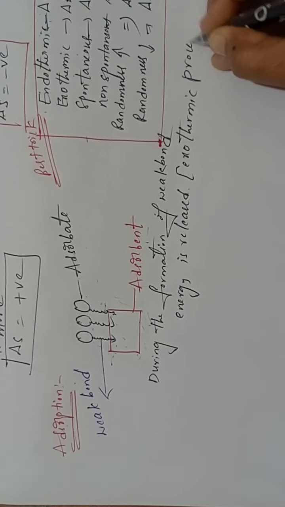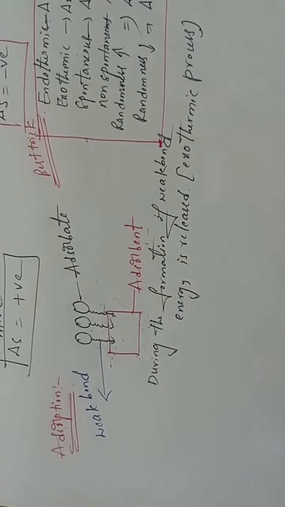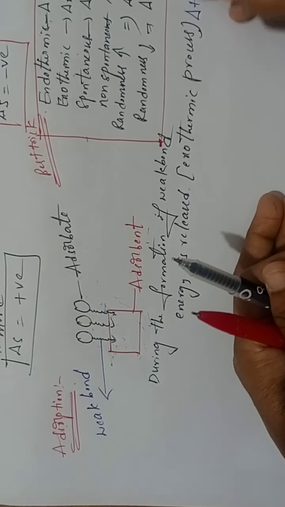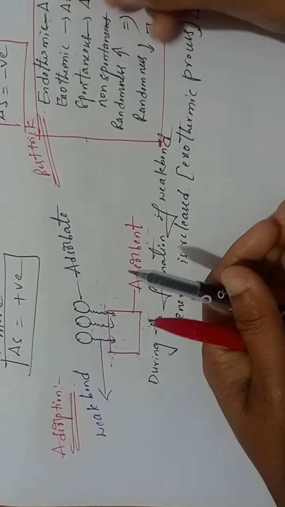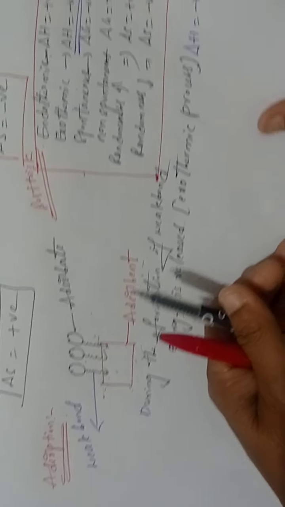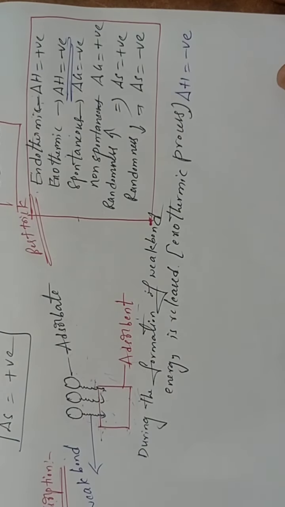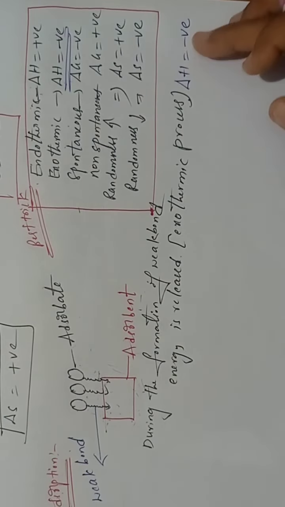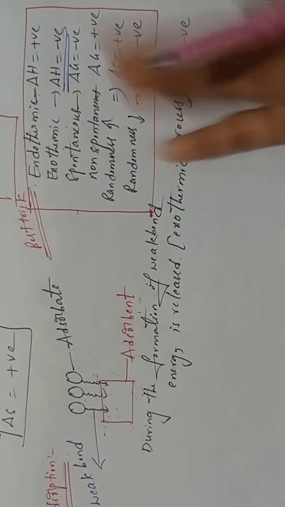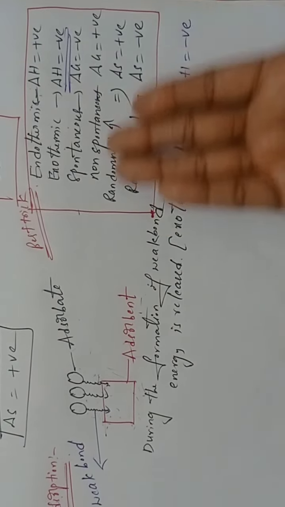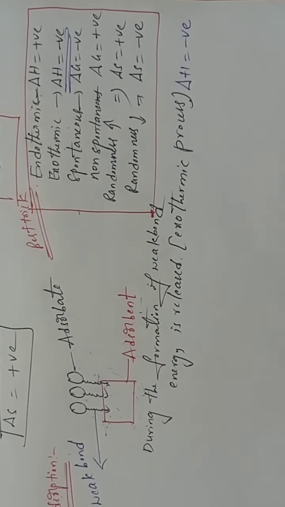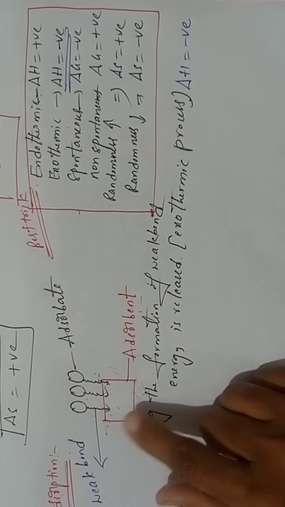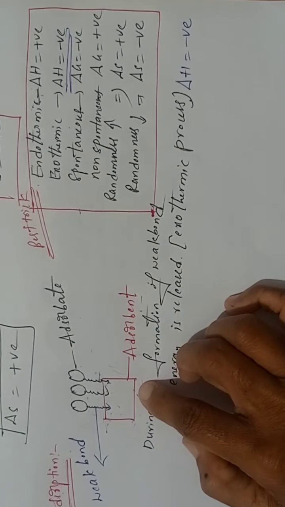Exothermic process means what, students? Delta H value negative. Understanding? Delta H value negative. Clear? So in the case of adsorption, delta H value is negative. Okay, this delta H value is over. Now coming to spontaneous and non-spontaneous. Now see, students, here these are adsorbate, this is adsorbent.